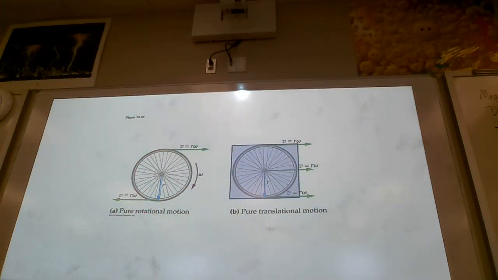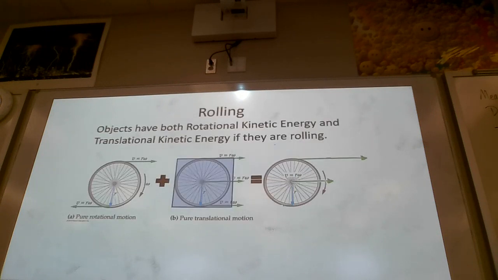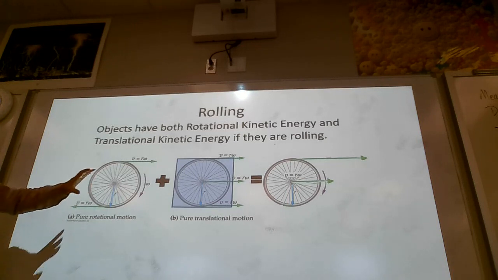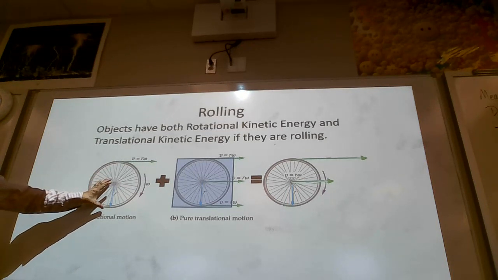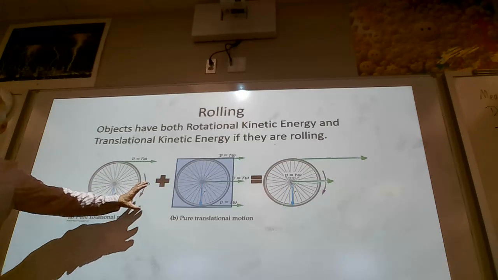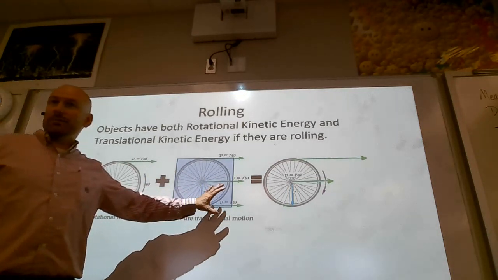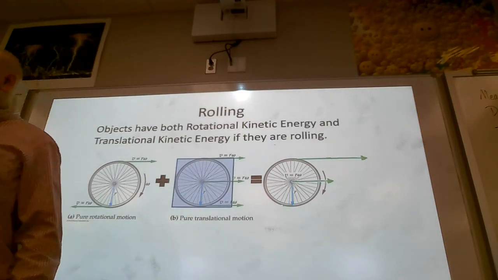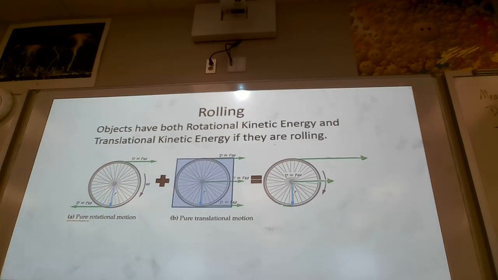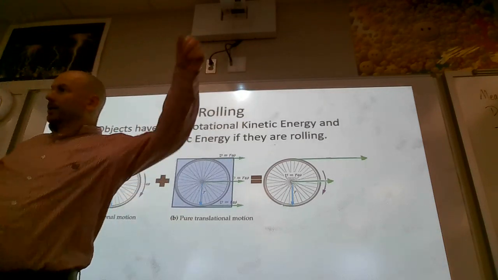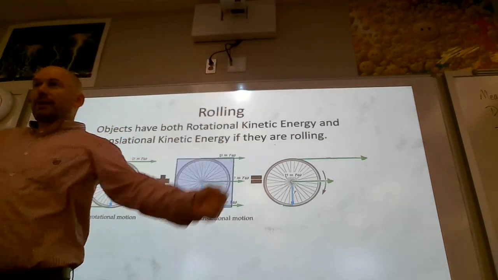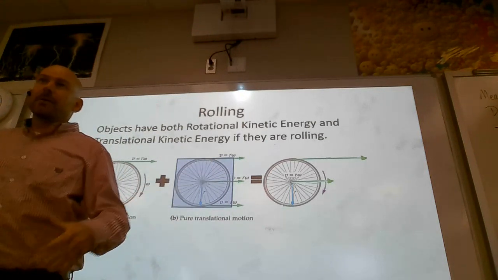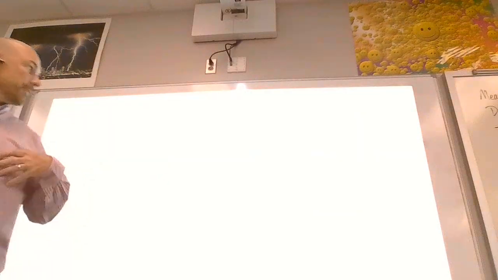Okay. So, energy-wise, you have both rotational kinetic energy and translational kinetic energy. If something's rolling, center of mass is moving. Translational. Pieces of the mass are rotating around an axle. They all have the same rotational speed. So it's like, oh, rotational kinetic energy.